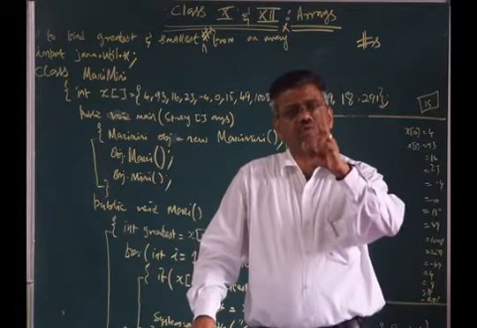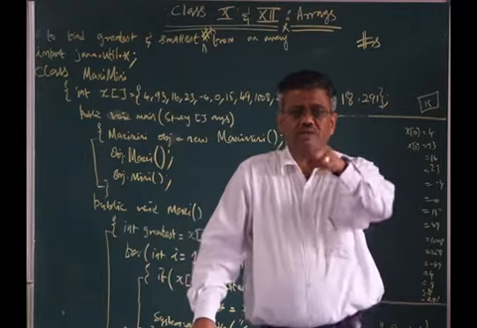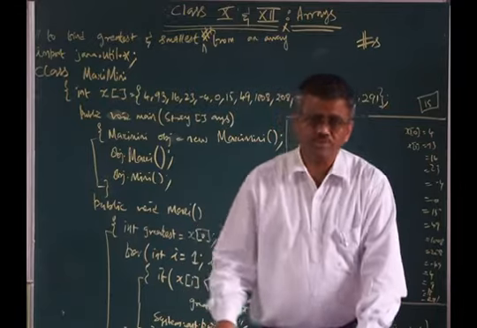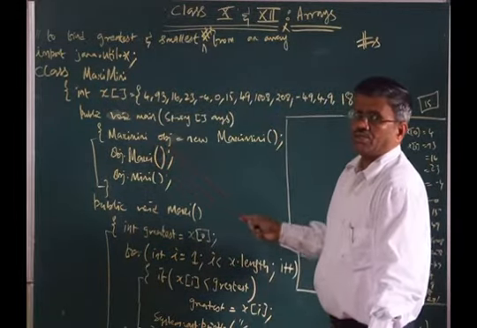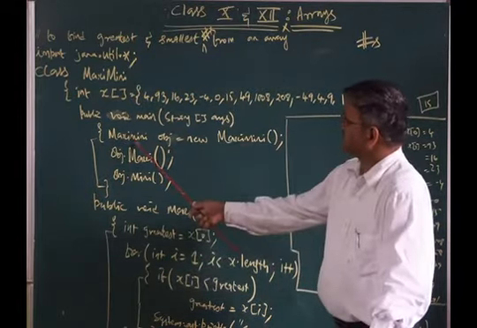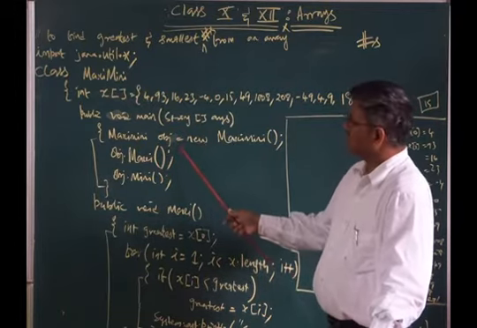Deliberately I chopped off the keyword static, so that you will learn the concept of creating an object. What is the class name? Maximini. Maximini obj is equal to new Maximini. This is the constructor, this is the class name, this is the object name, and this is the keyword new, which will create an object.